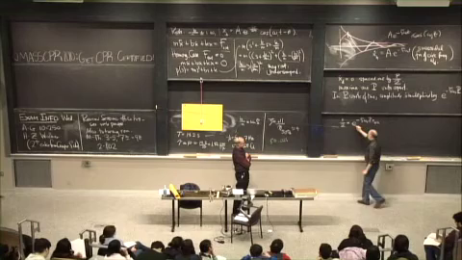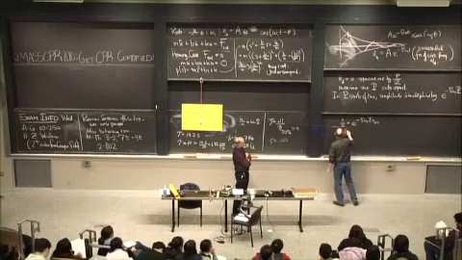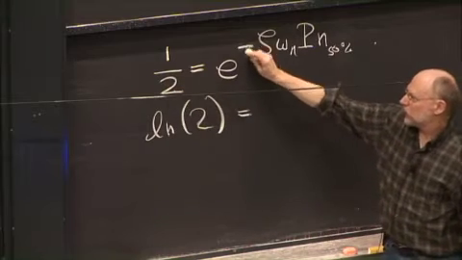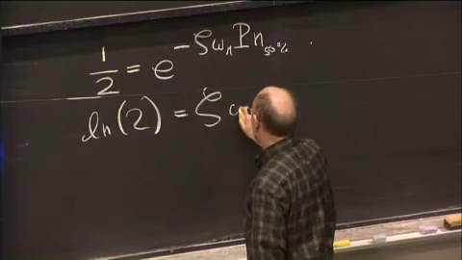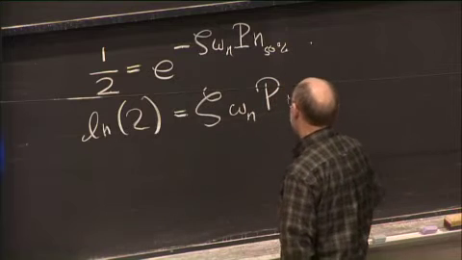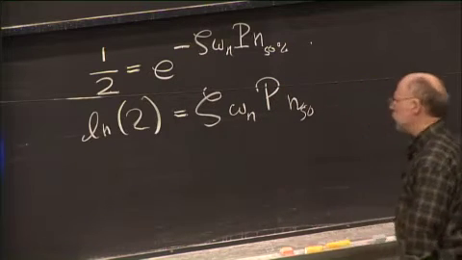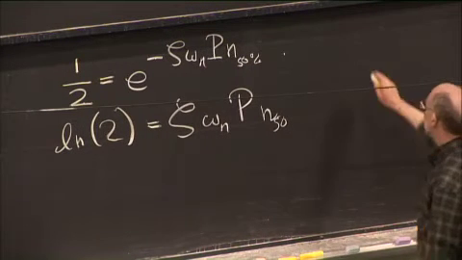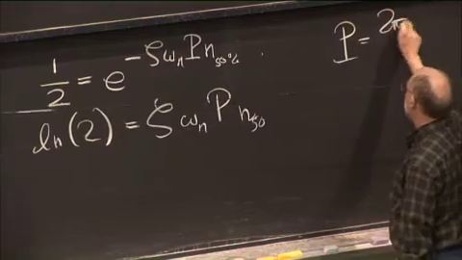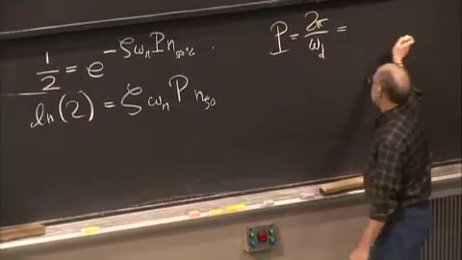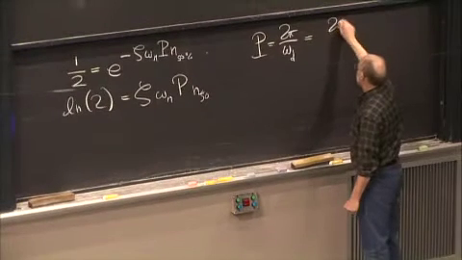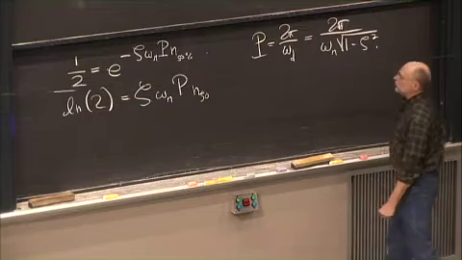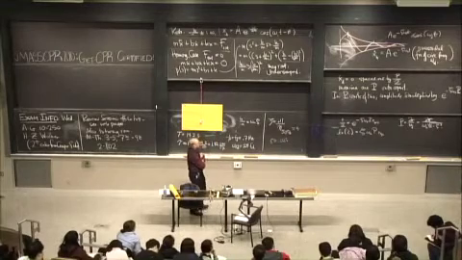So let's get rid of the exponential by taking the natural logarithm. This is minus the natural logarithm of 2, and that cancels with this minus sign. So I get zeta omega n p times this number n50. Okay, now what's p? P is 2 pi over omega d. And omega d is omega n times the square root of 1 minus zeta squared. That's how it showed up at the very beginning.